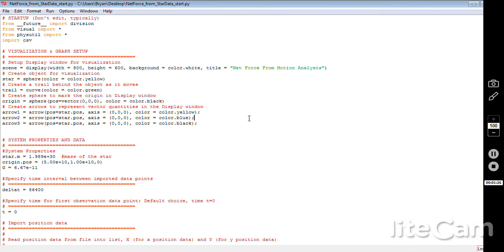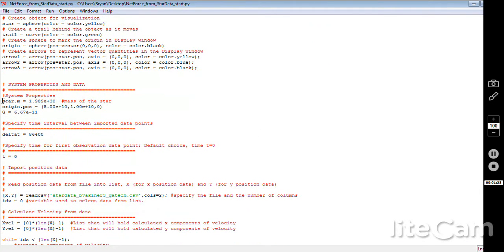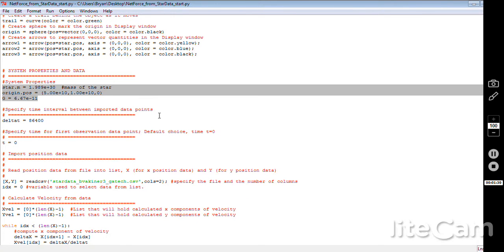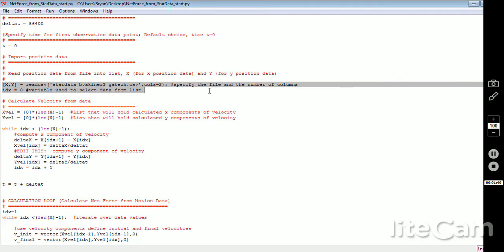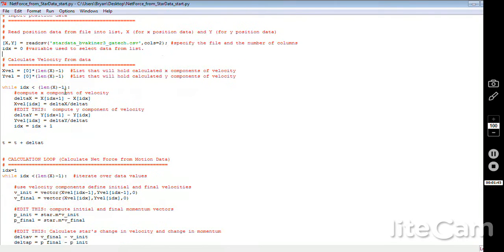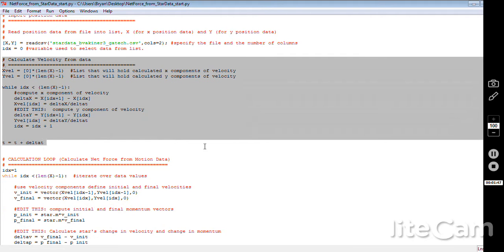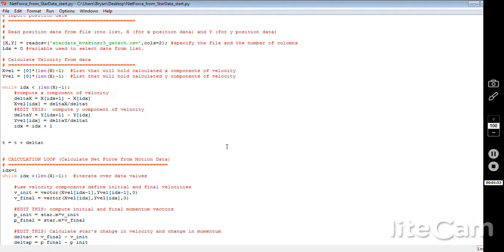So this is my VPython code. I have the given inputs: the mass of the star, the origin position. The origin is the black hole, and the value G for whenever I calculate the net force. Coming down here, this line of code will read in the CSV file containing the position and time data for the star. The first while loop in the VPython code deals with basically tracking the trajectory of the star as it orbits the black hole.